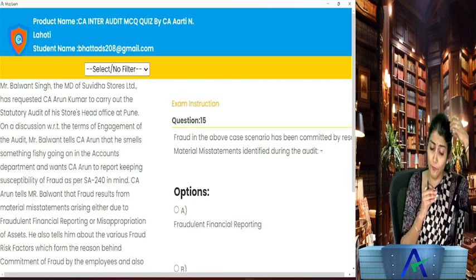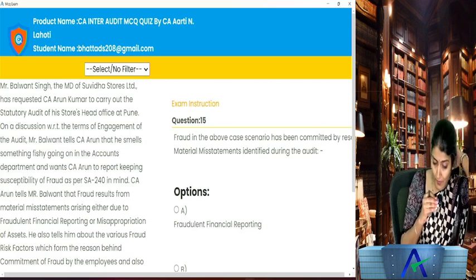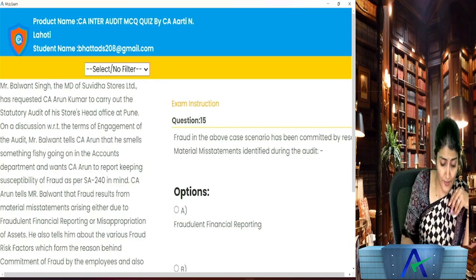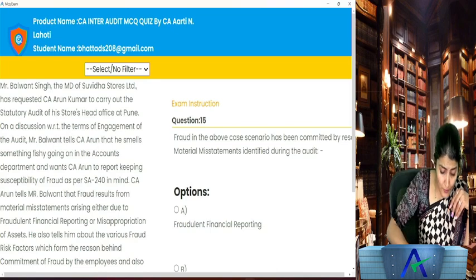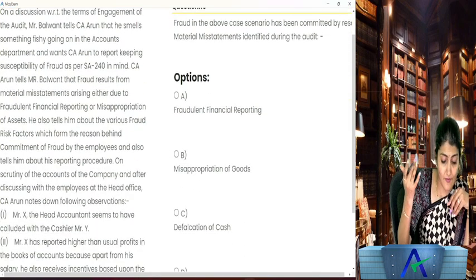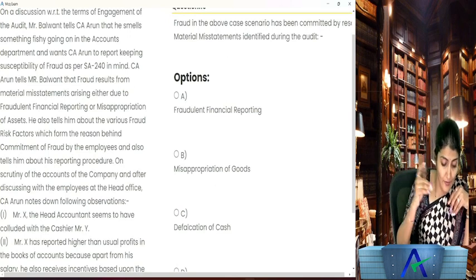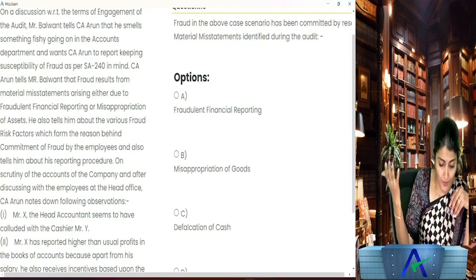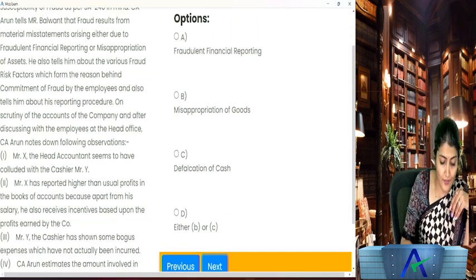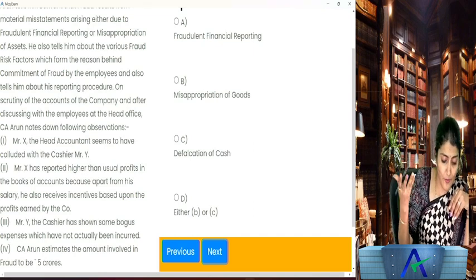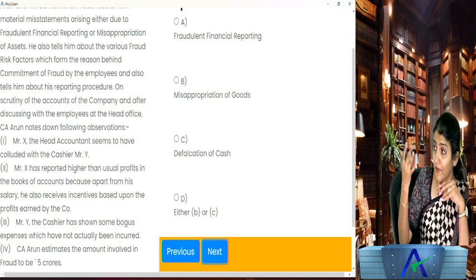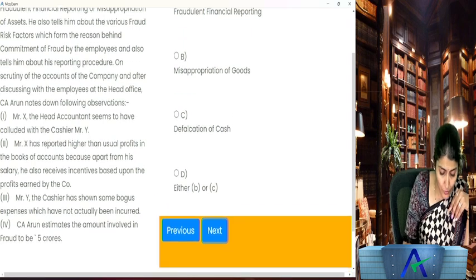Balwant Singh, the MD of Suvidha Stores, has requested Arun Kumar to carry out the stat audit of his store head office at Pune. On a discussion of the terms of engagement of the audit, Balwant tells CA Arun that he smells something fishy going on in the accounts department and wants CA Arun to report, keeping susceptibility of fraud of 240 in mind. CA Arun tells Balwant that fraud results from material misstatement either due to FFR or MOA. He also tells him about the various fraud risk factors which form the reason behind the commitment of the fraud, and also tells him about the reporting procedure.